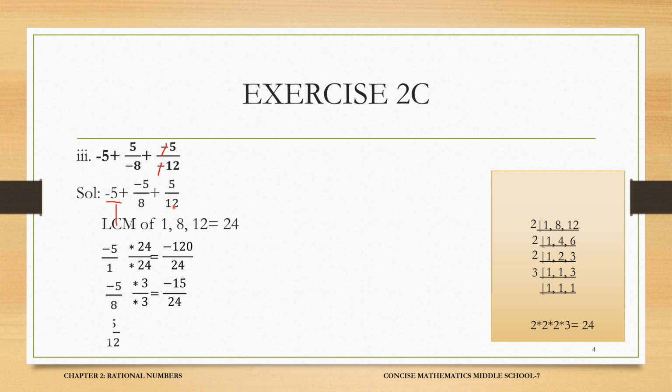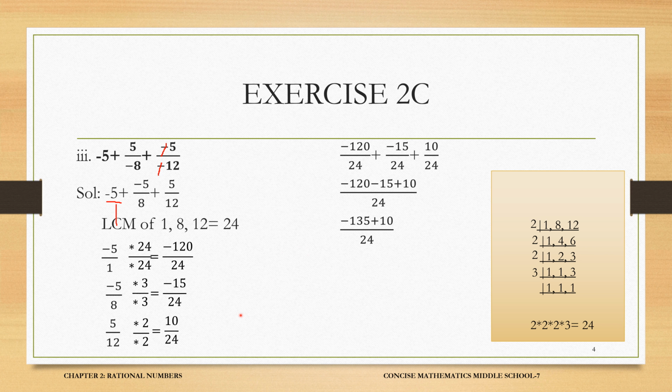Just write down the third rational number, that is 5 by 12, and this 12 should be multiplied with 2. 12 2s are 24. 5 2s are 10. So 10 by 24. Now just add all these three rational numbers. Because the denominators are same, you can just directly put the numerator and add it. Both are having minus sign over here, so just put a minus sign and add them.